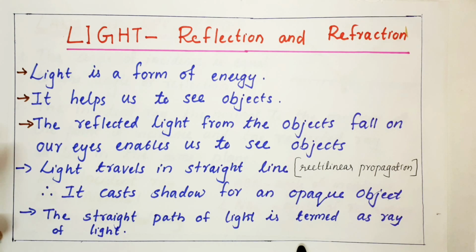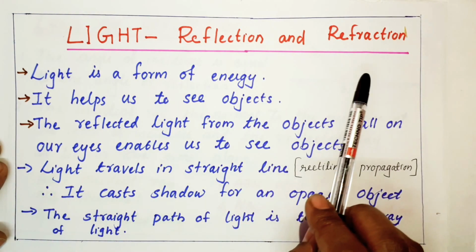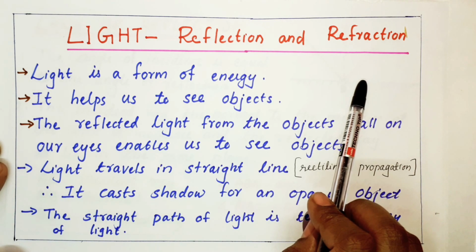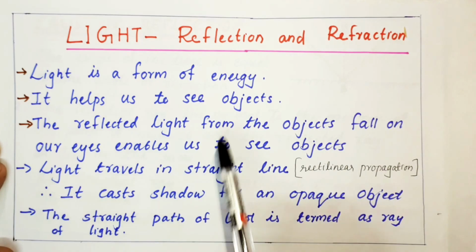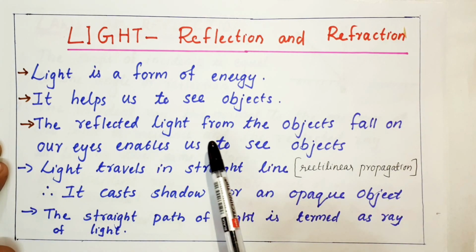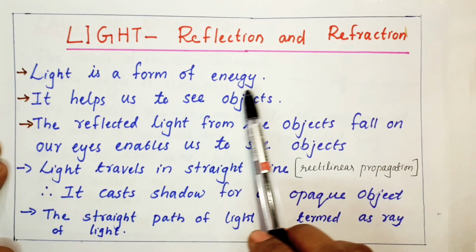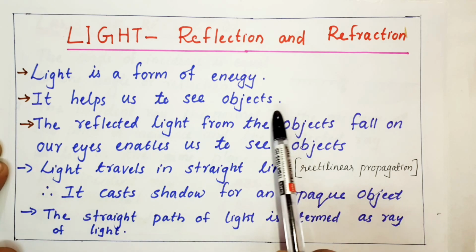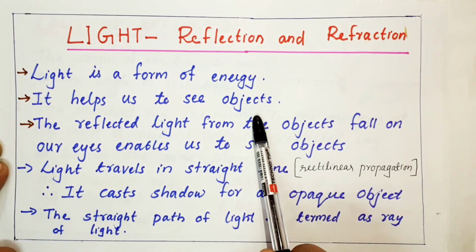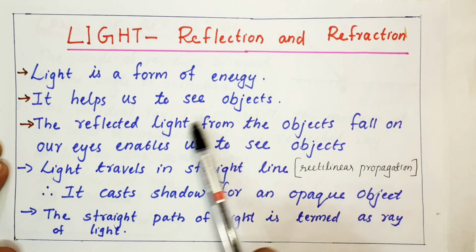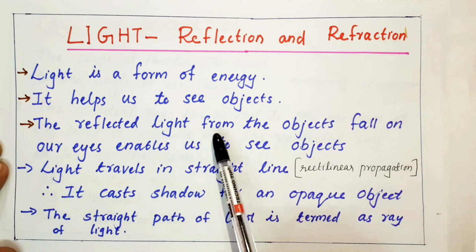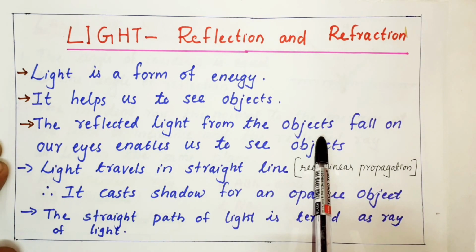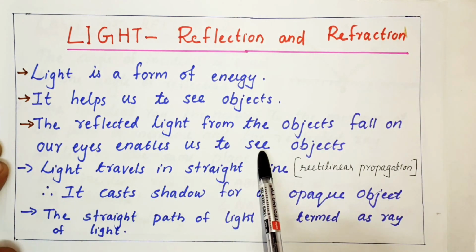First, light, reflection and refraction is the chapter name. What is light? Light is a form of energy. It helps us to see the objects. How can you see an object surrounding you? The reflected light from the objects falling on our eyes enables us to see the object.